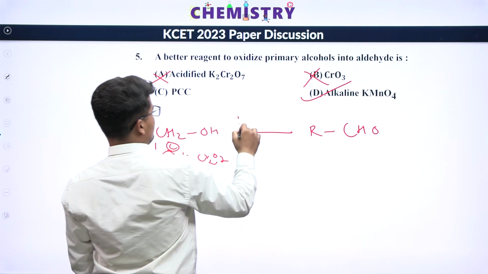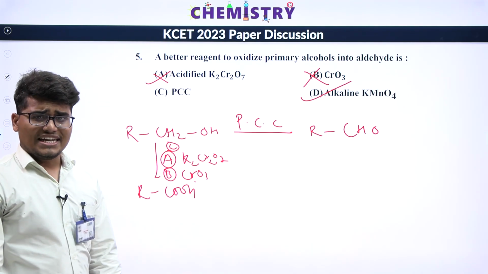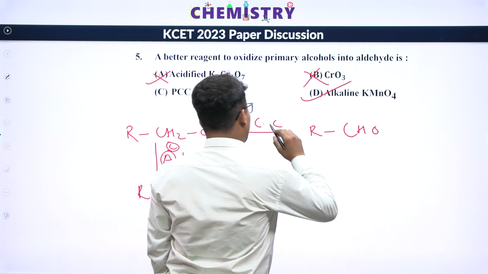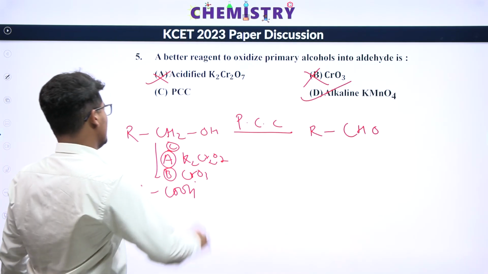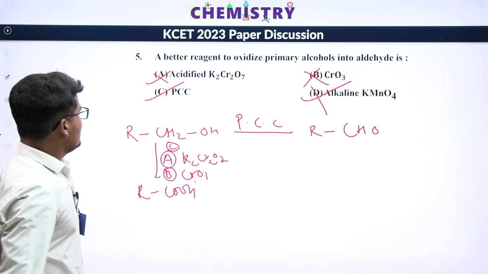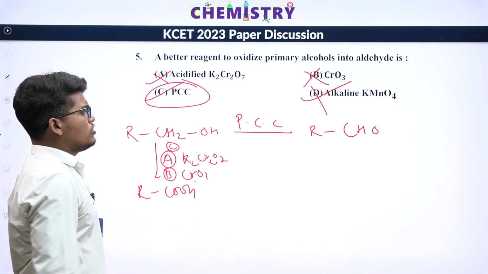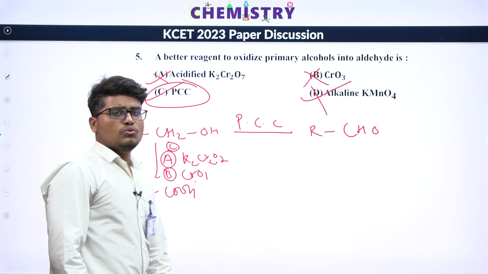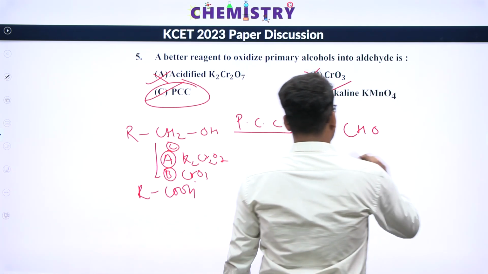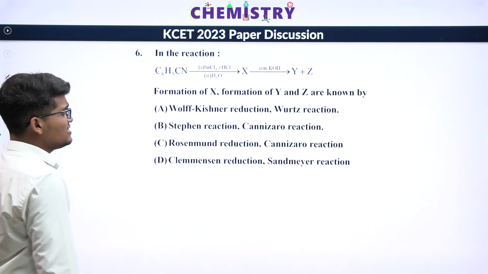So the only reagent that will convert this primary alcohol to an aldehyde is PCC, pyridinium chlorochromate. That you have to remember. So the answer for the fifth question will be PCC, which is a better reagent to oxidize a primary alcohol to an aldehyde. Understand?